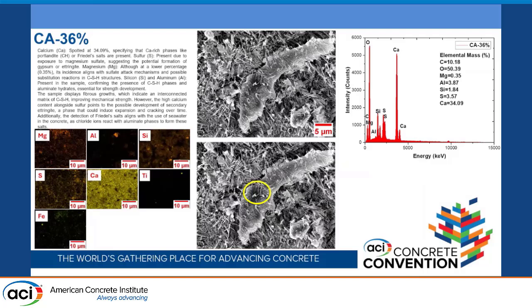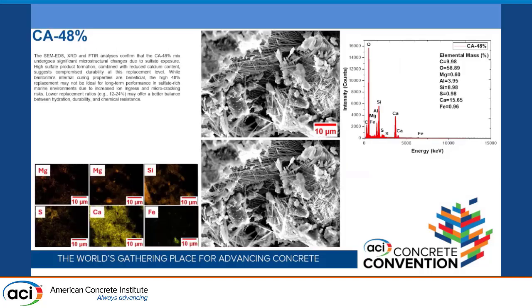Another aspect we believe is due to the formation of secondary ettringite needles. This could also be a reason, which mostly happens and causes internal cracking. As we can notice, for the 48% replacement, the calcium content sharply declined, which supports our argument, as the compressive strength also decreased sharply at 48%.